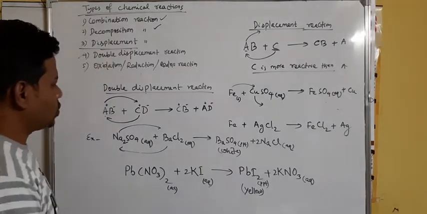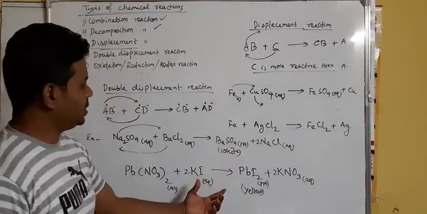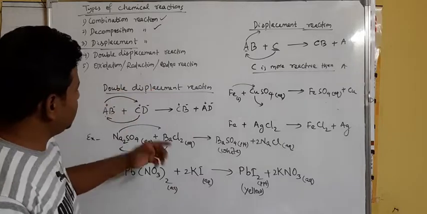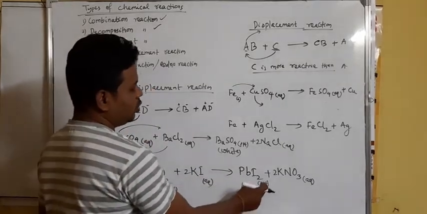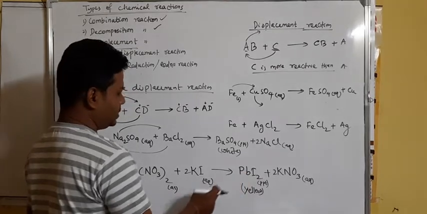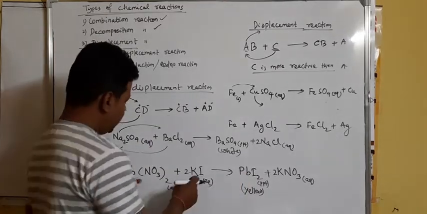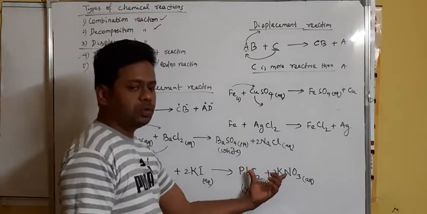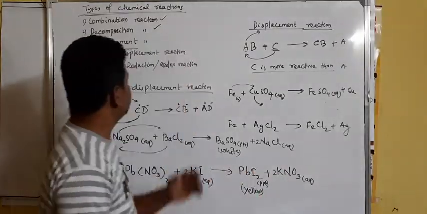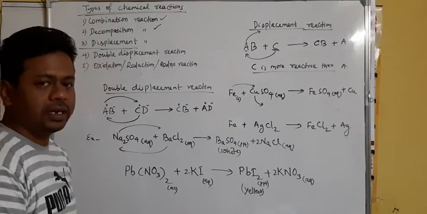So this is also a precipitation reaction, and it can also be called a double displacement reaction. Because a yellow precipitate is formed here, hence it is a precipitation reaction, and two ionic compounds exchange their ions to form two new substances, hence it is a double displacement reaction.